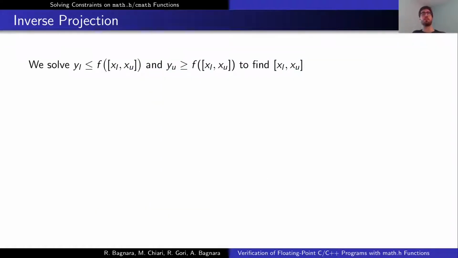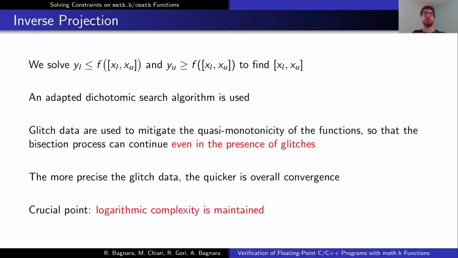Things are a little bit more complicated for the inverse projection, which is the one that starts from the output values and tries to find the interval for the input values. So in this case, we use an adapted binary search algorithm, which is adapted to work also with glitches, even if there are glitches, provided we have reliable information about the data I told you about before. And these algorithms retain their logarithmic complexity, so they are still very fast.